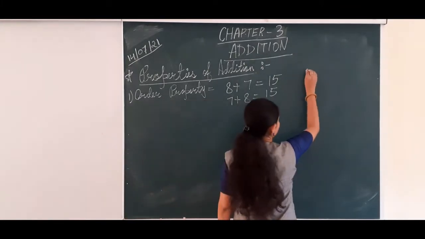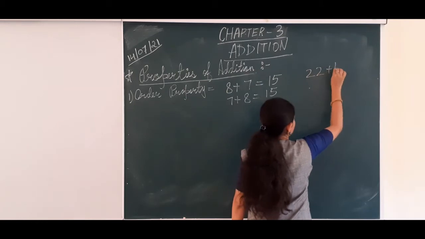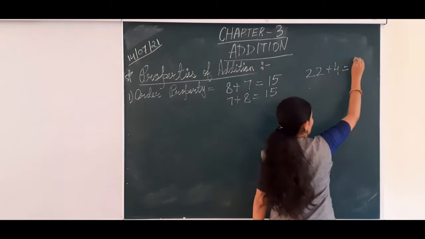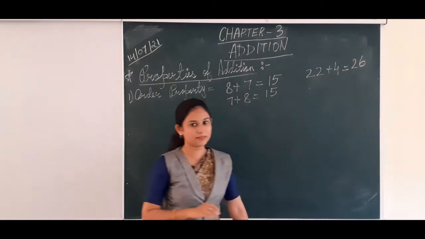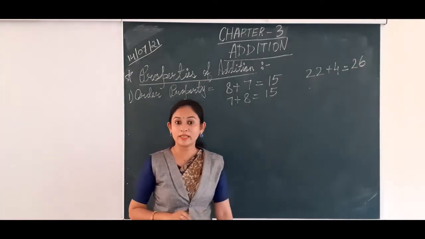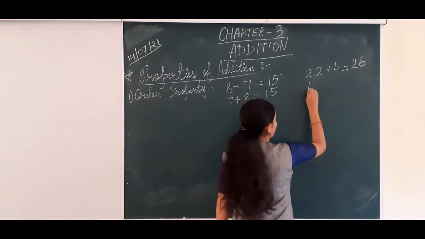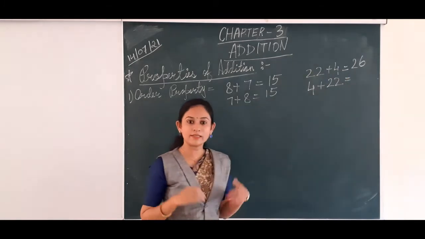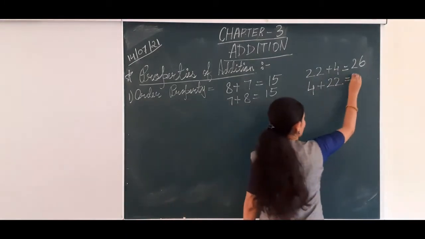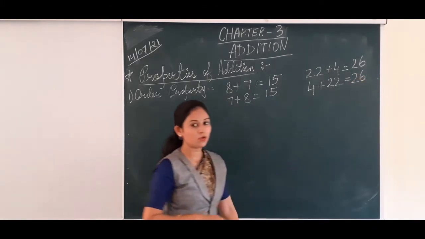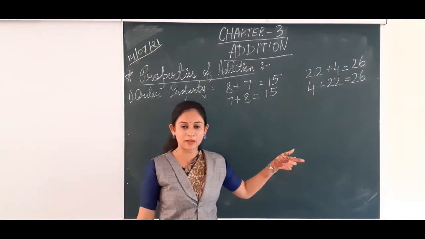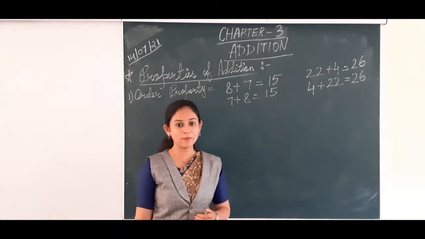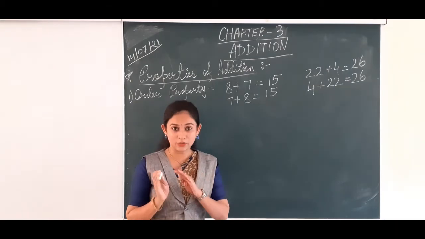Another example, 22 plus 4. The answer is 26. Now I am going to add 4 plus 22. The answer will remain the same, it is also 26. So order property means we can add the numbers in any order, their sum remains the same. The second property is adding 0.